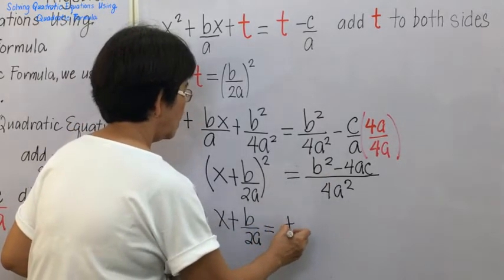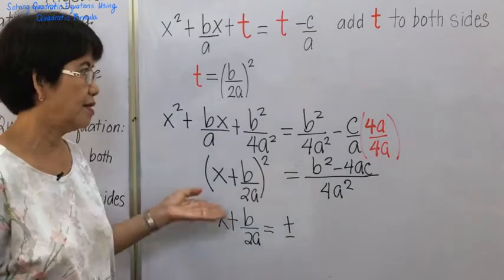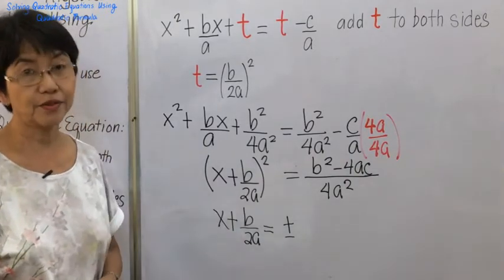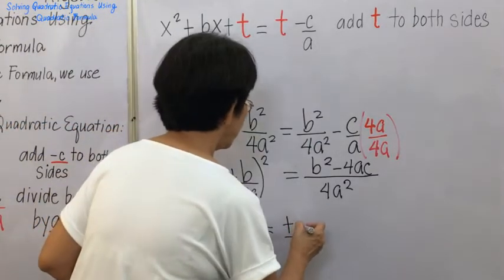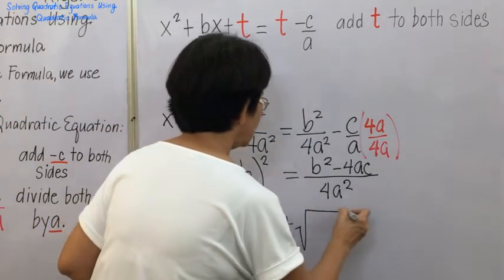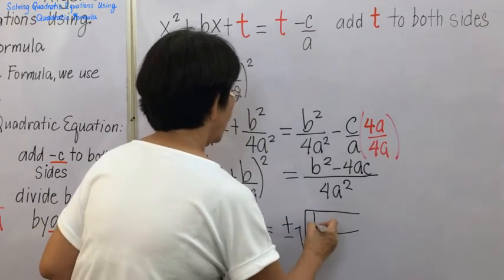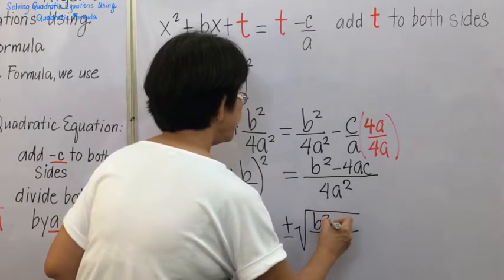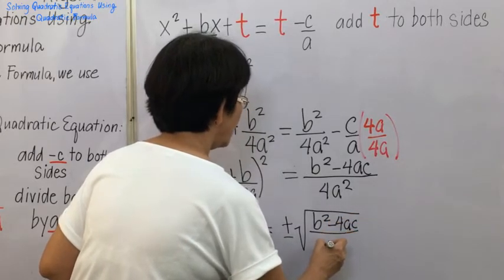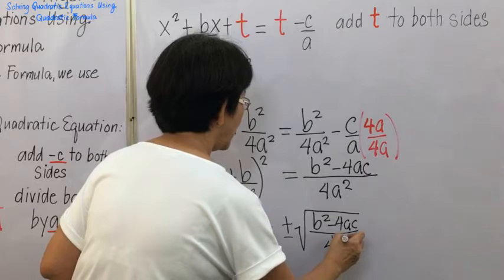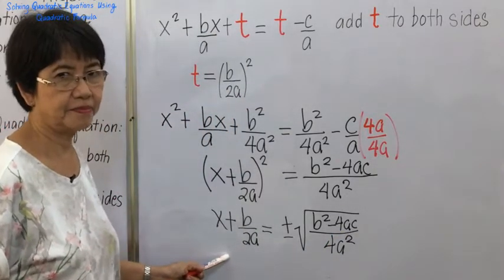So you will have two possible signs when you get the square root of a number or the square root of an expression. So this will be plus or minus the square root of b squared minus 4ac over 4a squared. And then we will simplify this.